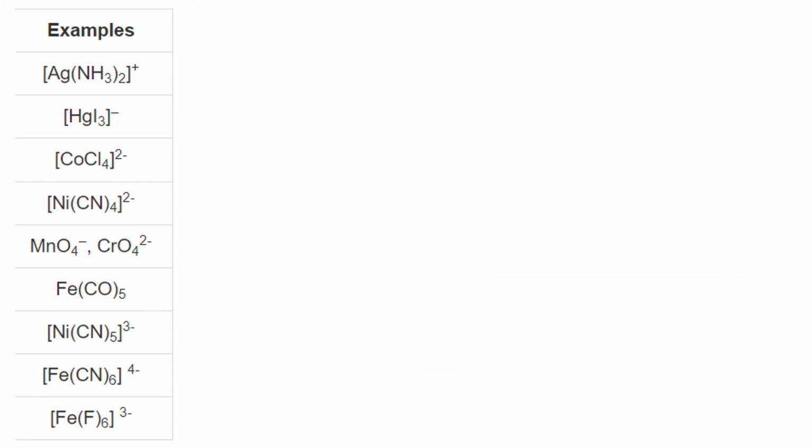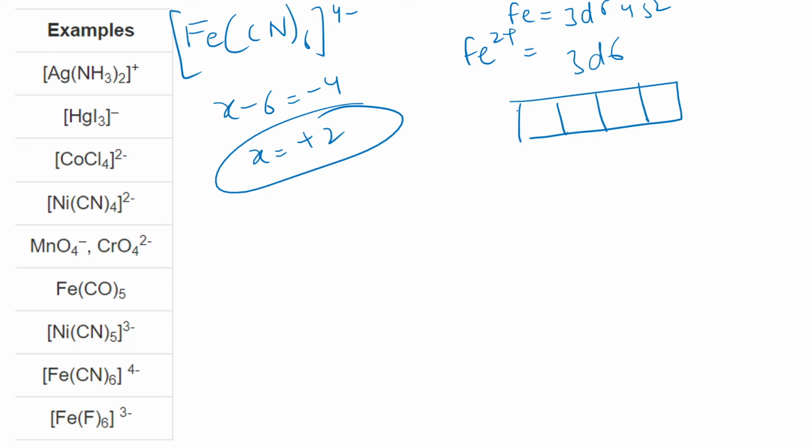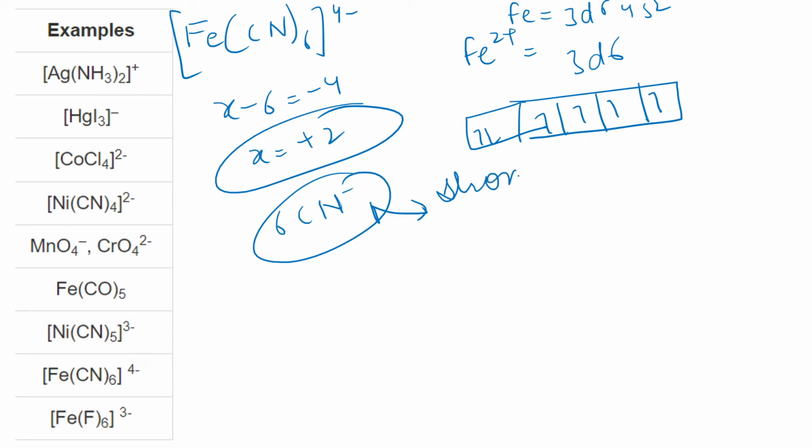We'll come to the next example, that is iron cyanide 6, 4 minus. x minus 6 is equal to minus 4, x is equal to plus 2. Iron is in plus 2 oxidation state. Iron has an electronic configuration 3d6 4s2. Iron plus 2 will have an electronic configuration of d6, filling those 6 electrons in the 3d: 1, 2, 3, 4, 5, 6. Since 6 cyanide ligands are present, these are strong ligands.